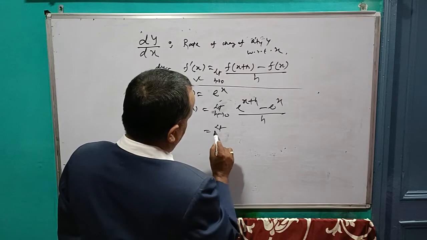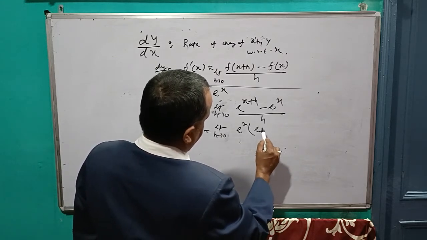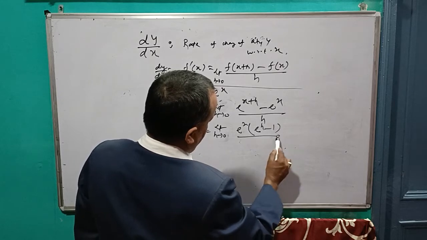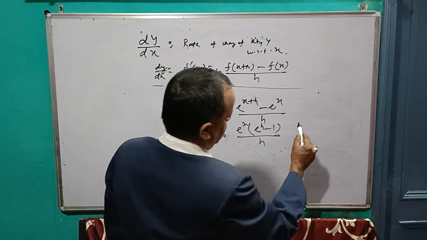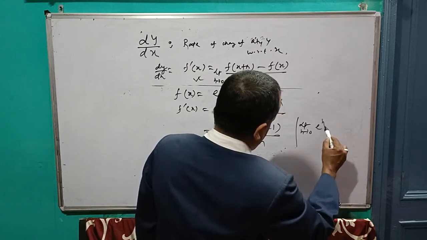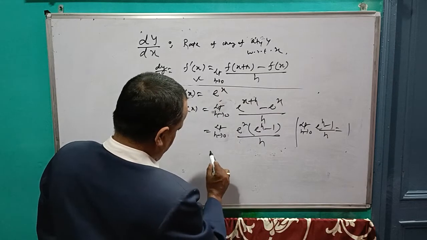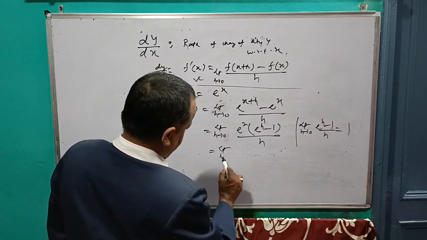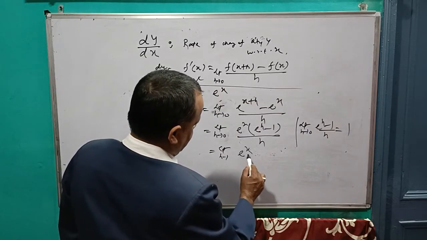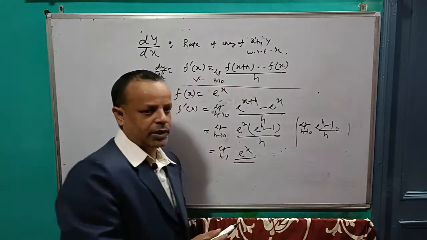Again, limit h tends to 0, this is e to power x into (e to power h minus 1) upon h. Over here we know that when h tends to 0, (e to power h minus 1) upon h is going to be 1. So this becomes 1, and we are just left with e to power x.